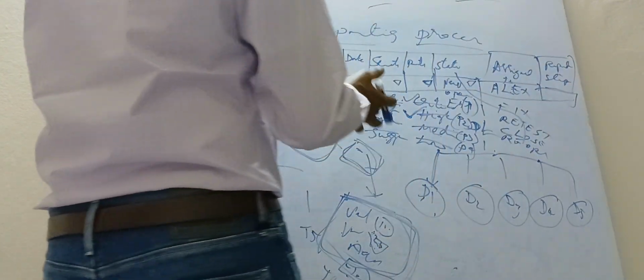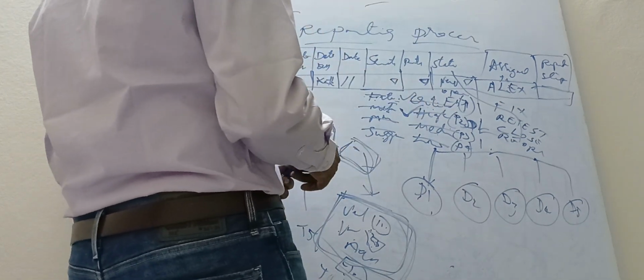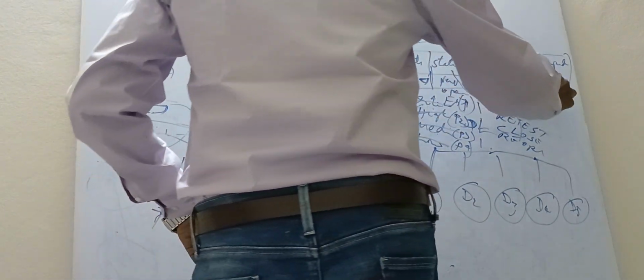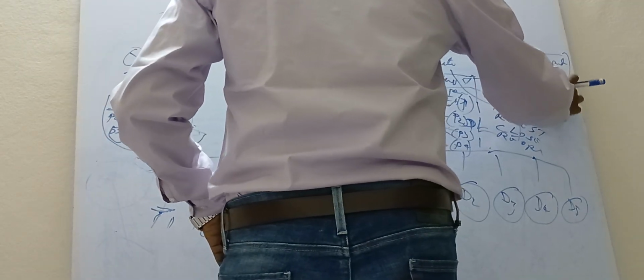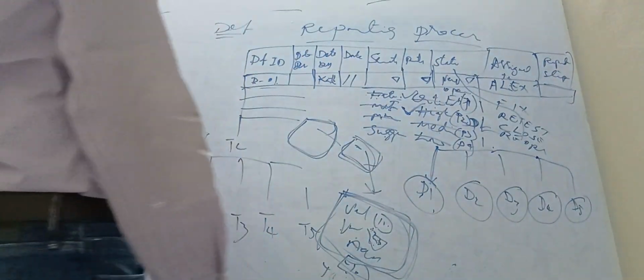Reproducible steps means if a defect has come on an application, in future if they want to see how the defect came, the developers need the reproducible steps. You have to write them here, right?